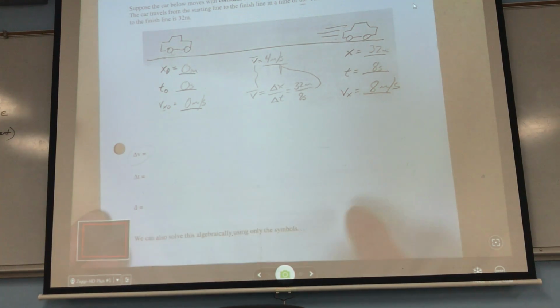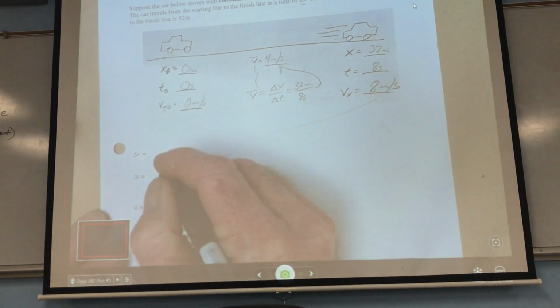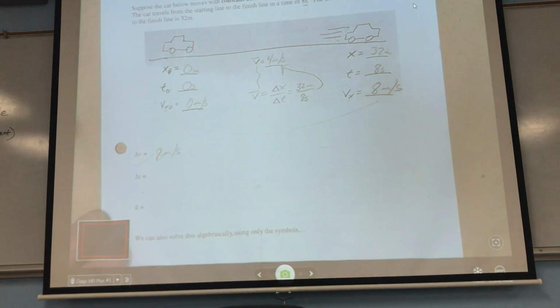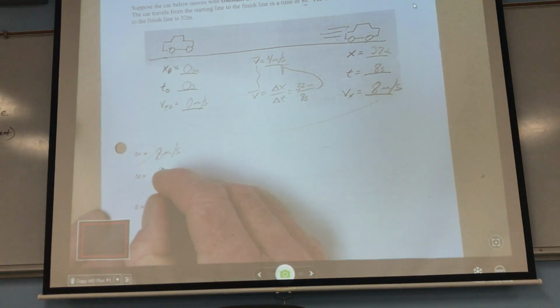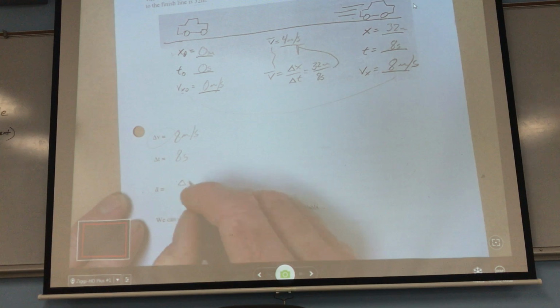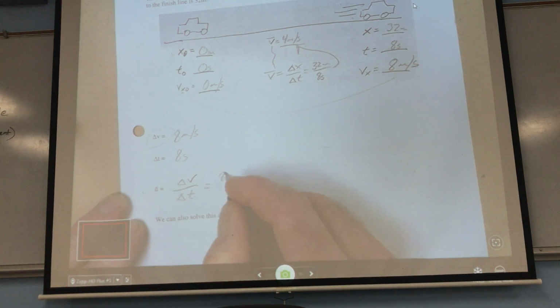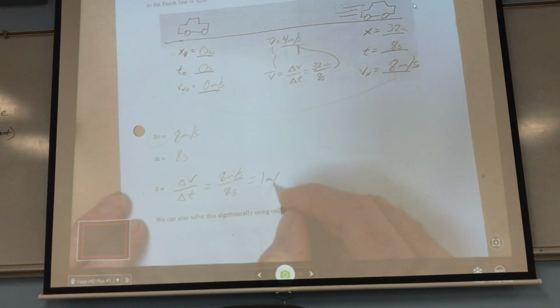Over the whole thing? 8 meters per second. We could look at just the half. Over the whole thing, from there to there, we're adding on 8 meters per second. And change in time? 8 seconds. So the acceleration is how many meters per second are added per second? I'm just going to write it out like this: 8 meters per second over 8 seconds, we get 1 meter per second squared.